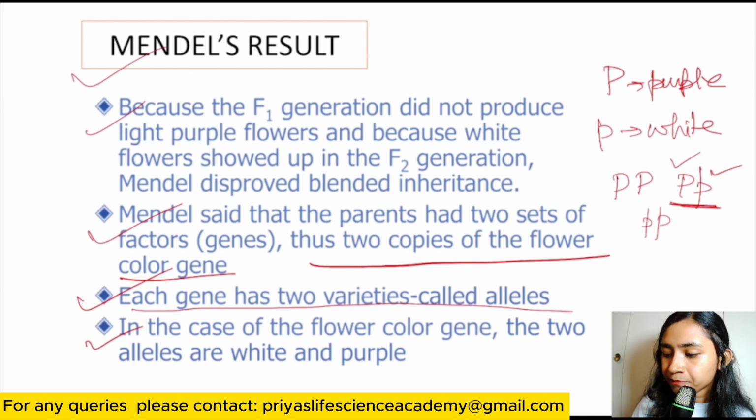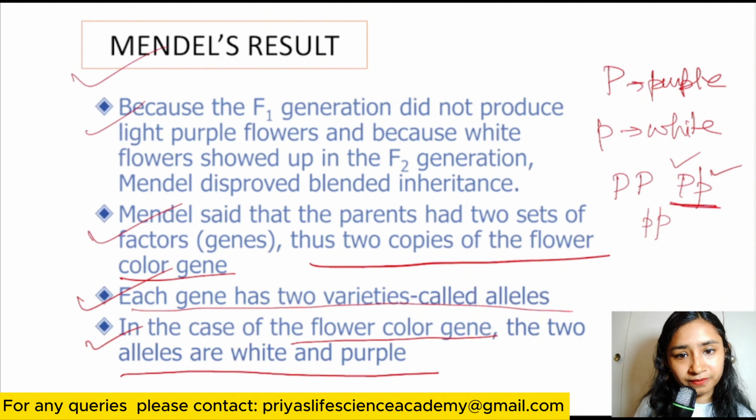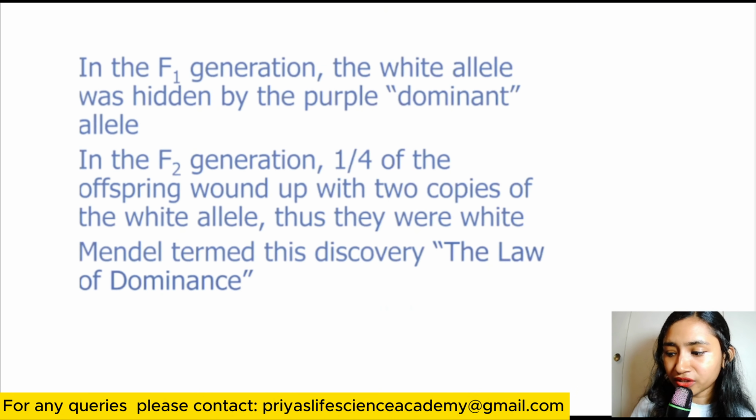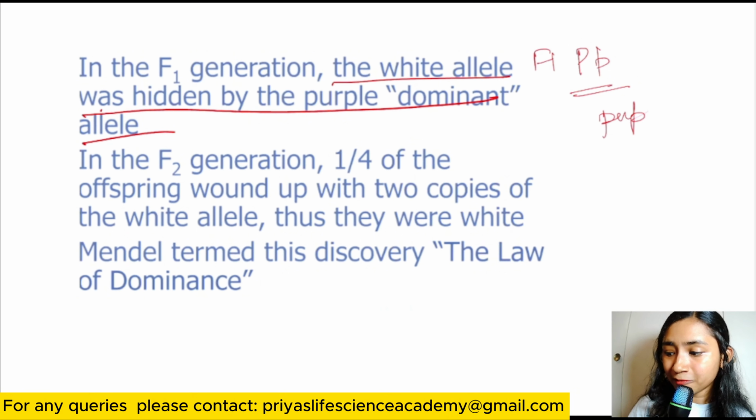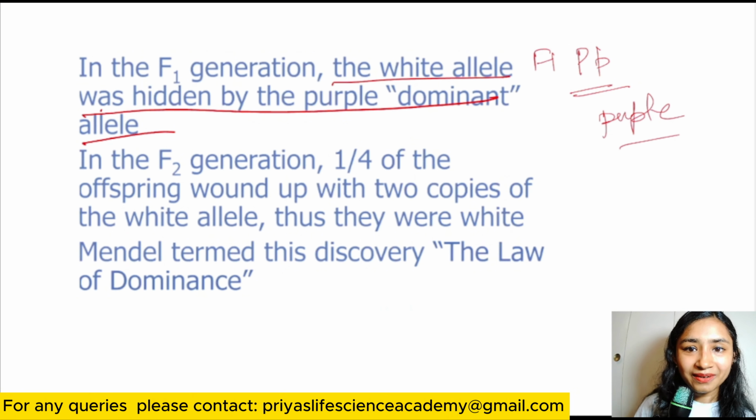In the case of the flower color gene, the two alleles are white and purple. We know that white and purple color genes are present. In the F1 generation, the white allele was hidden by the purple dominant allele. Yes, we know that in the F1 generation the flowers were purple because the white color is masked by the dominant allele. So from this, the concept of dominance also came.